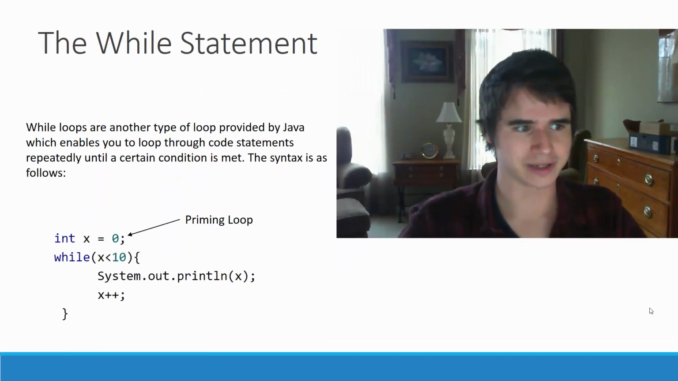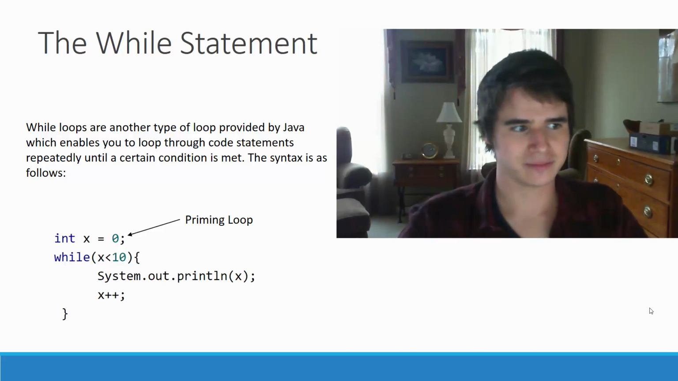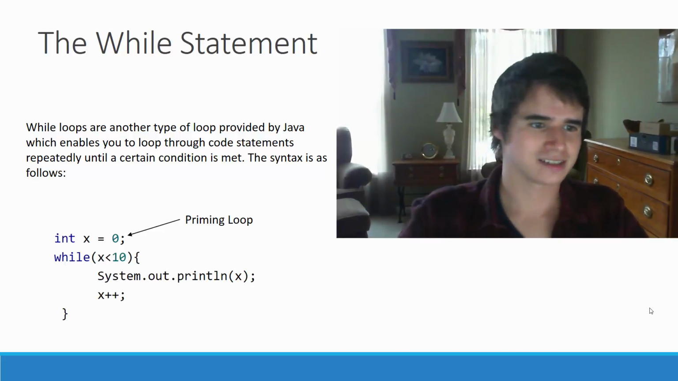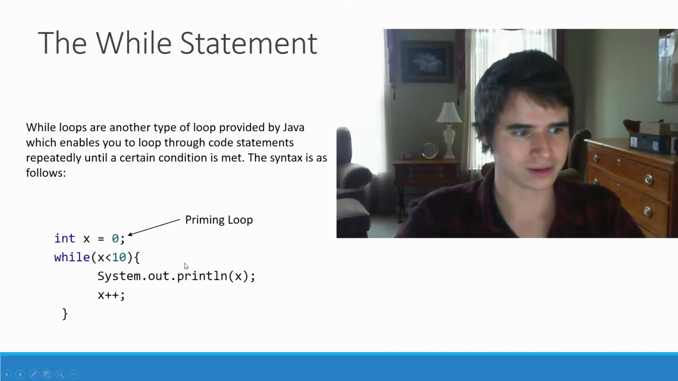The while statement. While loops are another type of loop provided by Java which enable you to loop through code statements repeatedly until a certain condition is met. So it's similar to a for loop, but now it's called a while loop. It's a little more basic.